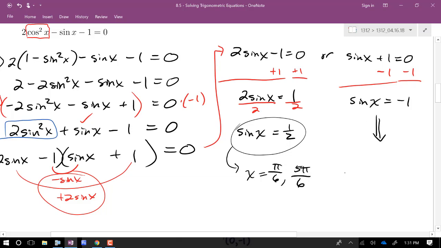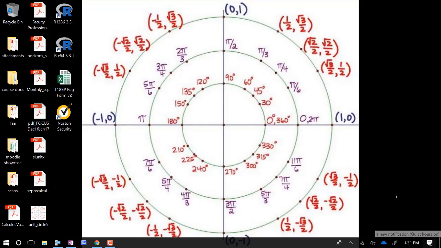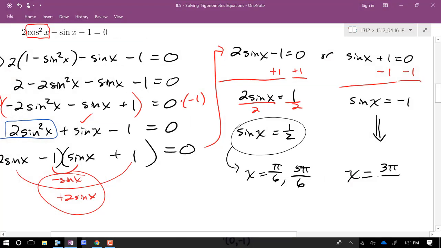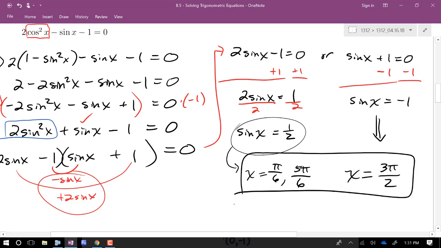And what about, where's sine x equal to negative 1? 3 pi over 2. The y coordinate, I realize it kind of is cut off, but the y coordinate is negative 1. That's at the very bottom of the circle. So there are 3 solutions to that equation. Questions?